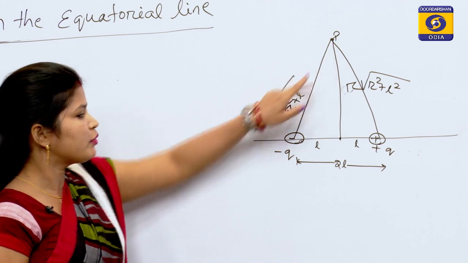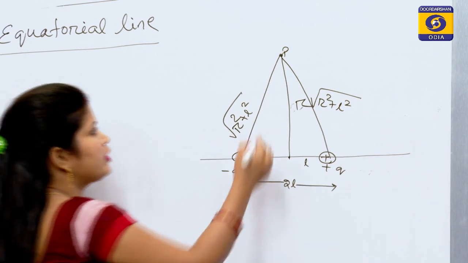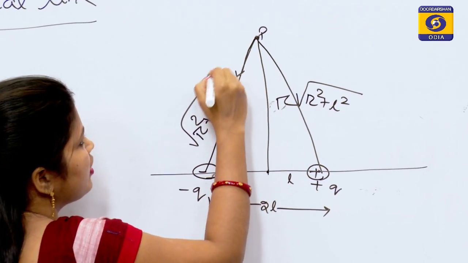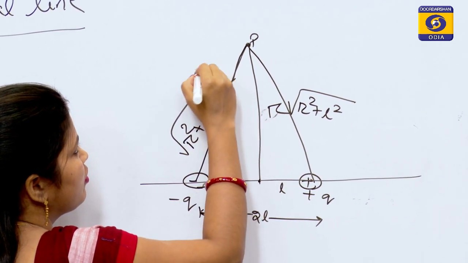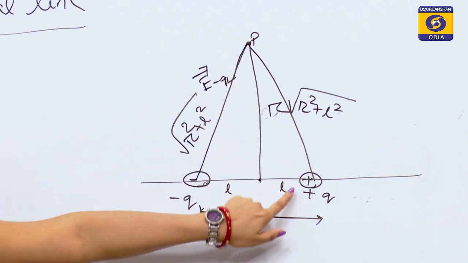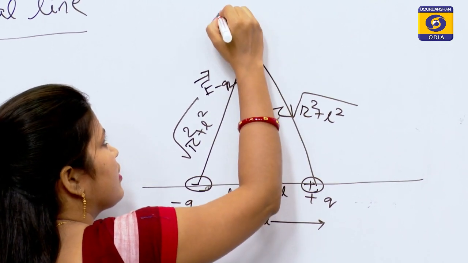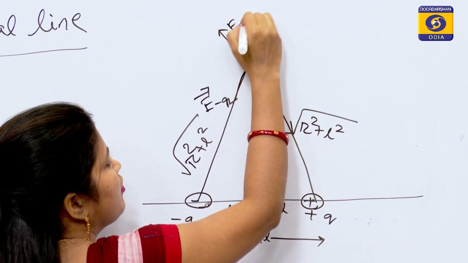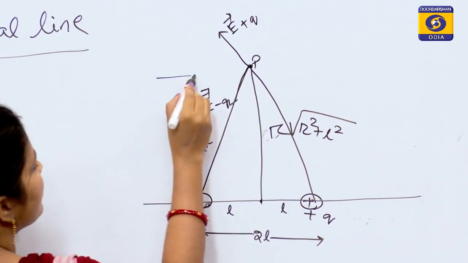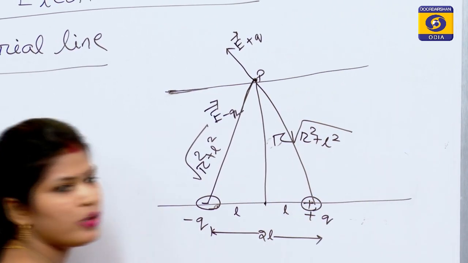Similarly, the test charge will experience an attraction force due to the negative charge. So, that means the electric field intensity will be in this direction, that is E minus q. Similarly, the test charge will experience a force of repulsion due to plus q charge, that is E plus q. Okay. And here is the line parallel to the dipole axis.